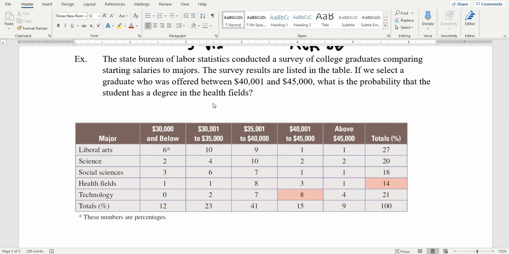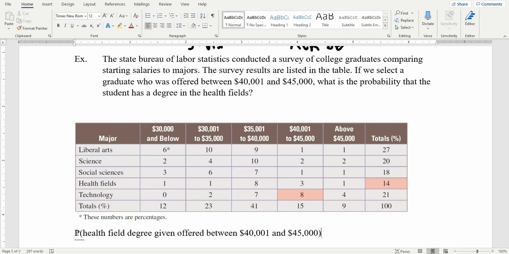Well, there's actually a given there. I'm going to type that out because it makes it a little easier to see. So here's the problem: probability of a health field degree given they were offered between $40,001 and $45,000. That's what's being asked.